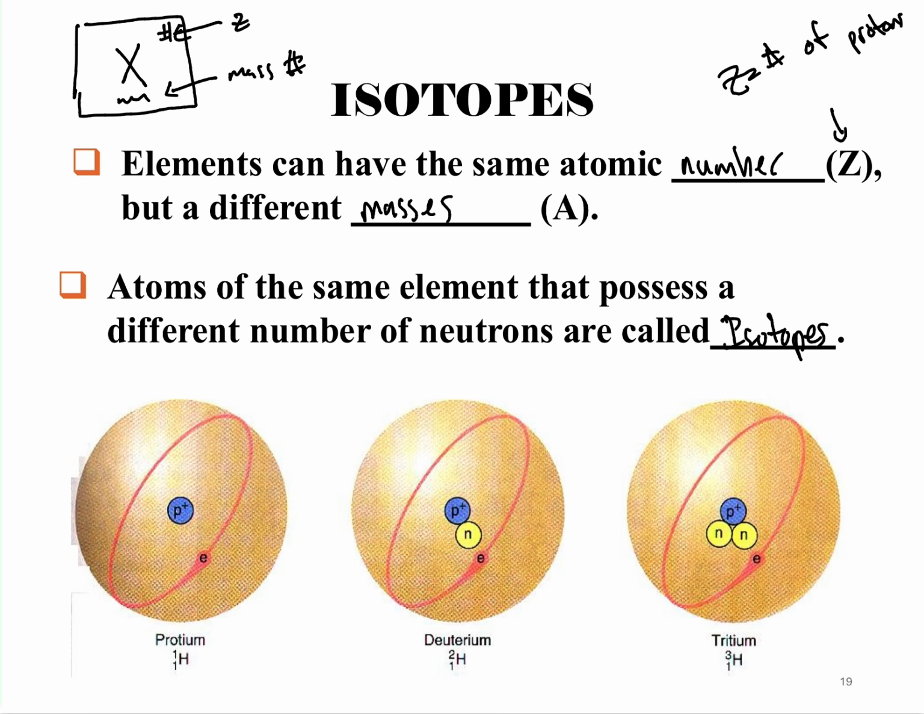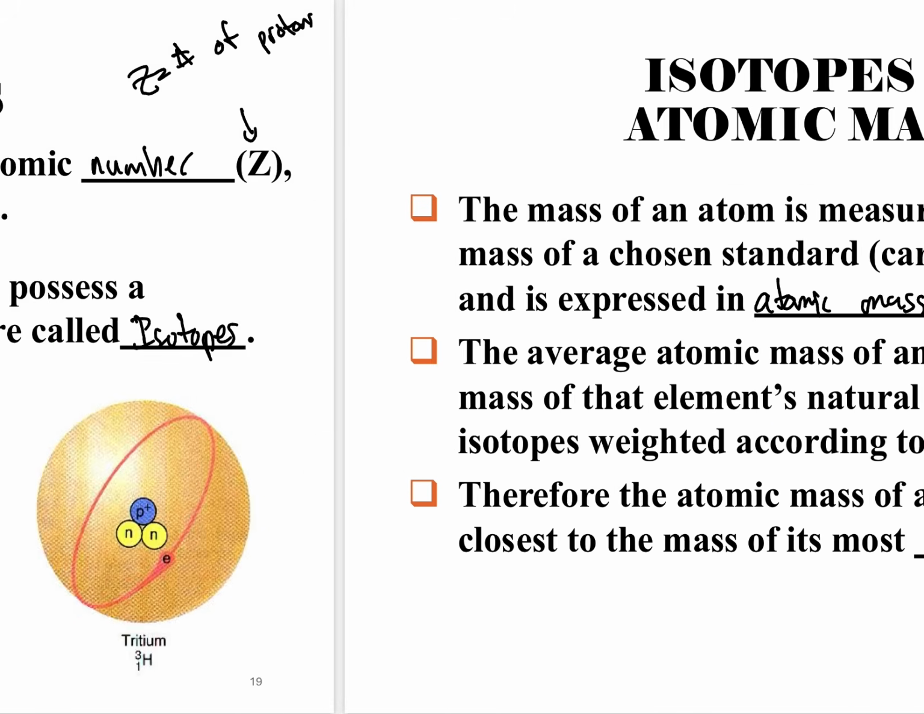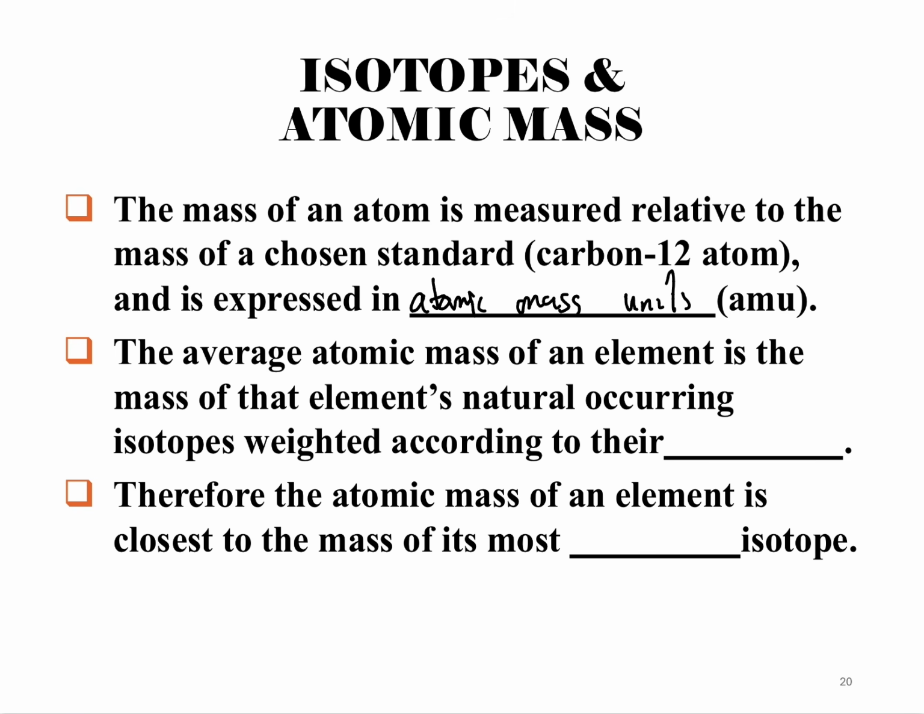So earlier, when I said this was the mass number right here, this is the average atomic mass. The average atomic mass comes from all the different possible isotopes of that element, meaning the same number of protons and different number of neutrons, and it's weighted according to their abundance. What does that mean? That means what is the most prevalent version in the universe. So the atomic mass of an element is closest to that of its most abundant version. Let's see what that actually means.